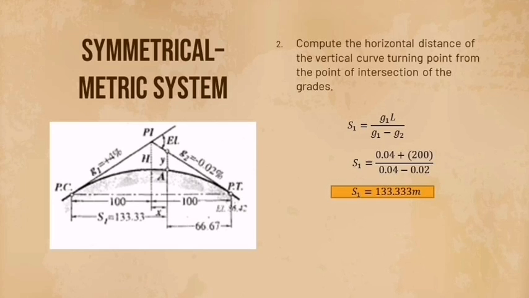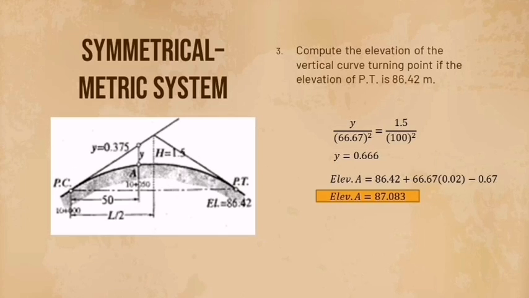For number 2, compute the horizontal distance of the vertical curve turning point from the point of intersection of the grades. So S1 is equal to G1 L over G1 minus G2. The value of G1 is 0.04, and the value of G2 is 0.02, as given in the problem. So after substituting, you will compute and get the answer of S1, which is 133.333 meters.